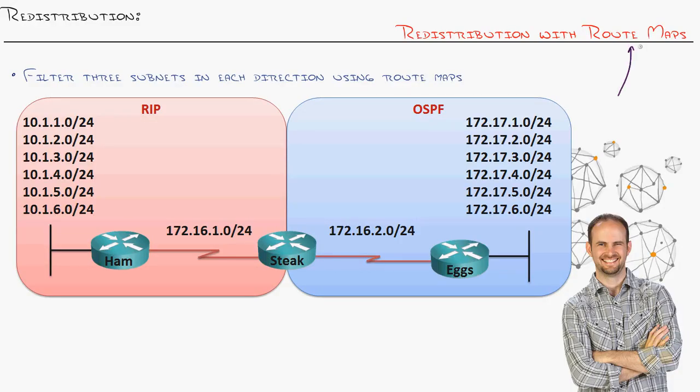Of all the filtering methods we have for redistribution, route map by far has the most mammoth impact on what we're able to do. As a matter of fact, when we get into BGP, route maps are going to be just a staple. You essentially can't function in BGP well without understanding route maps. So because this one is so massive and has such big impact, before we go straight into the objective, which is filtering 3 subnets in each direction, let me describe what route maps are.